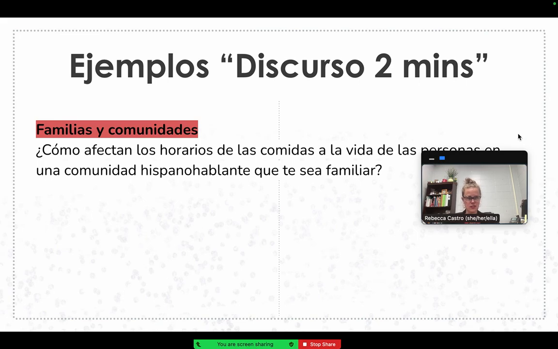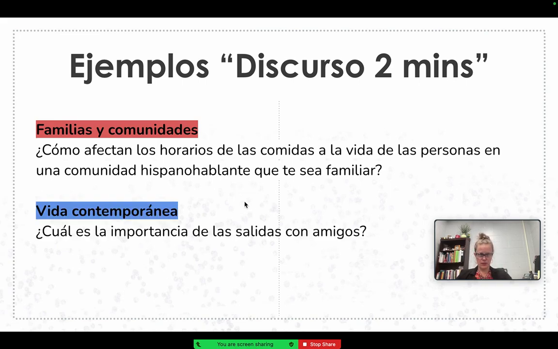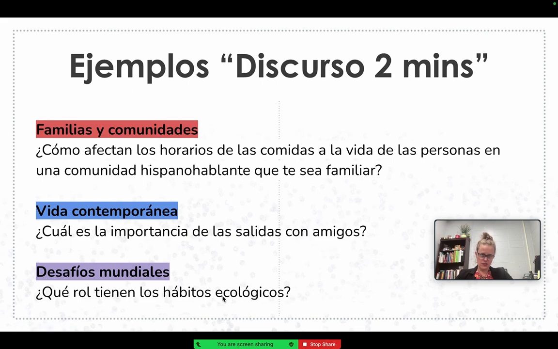Okay, the last couple years, these were the examples. ¿Cómo afectan los horarios de las comidas? Okay, so this is an easy one, right? We talk about the siesta and the importance of going home and being with family in the middle of the day, whereas that would never happen in the United States. La importancia de las salidas con amigos, right? And you can talk about how in Latin America you can be spontaneous and just show up at someone's house, versus United States, people kind of expect to plan a little bit more in advance. Okay, and then los hábitos ecológicos, reciclaje y reusar las cosas y restricción de agua y gas y todo eso.